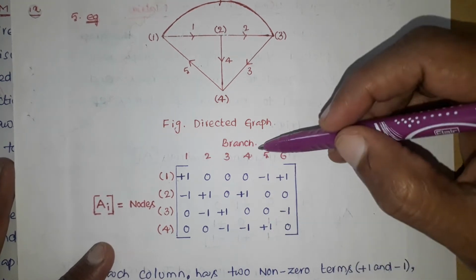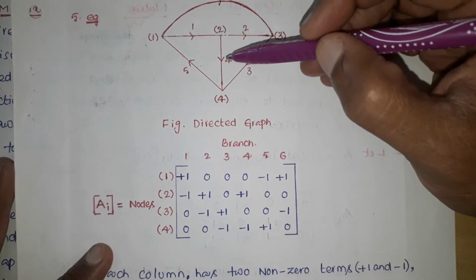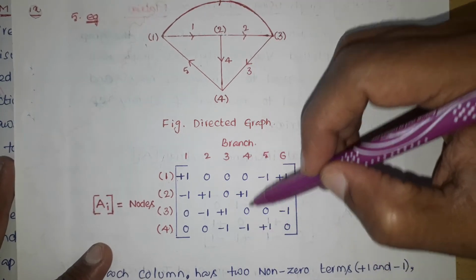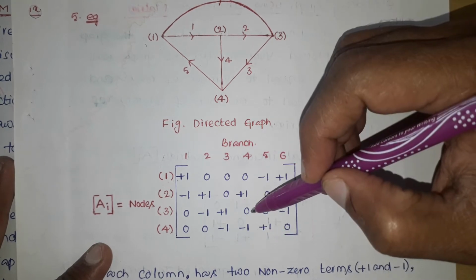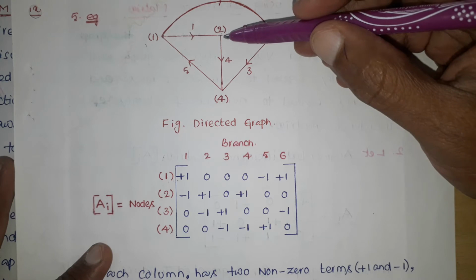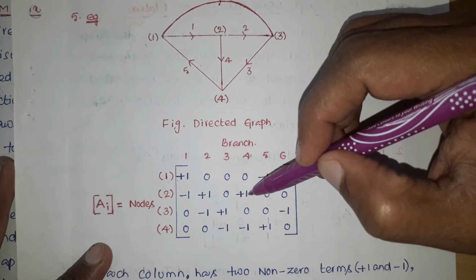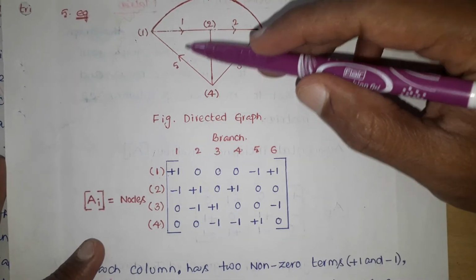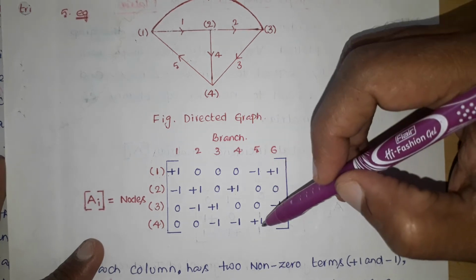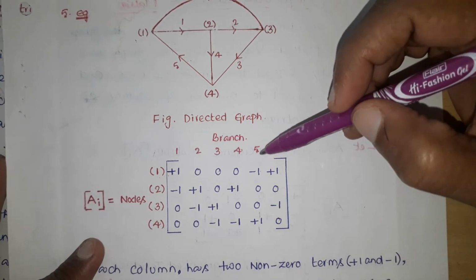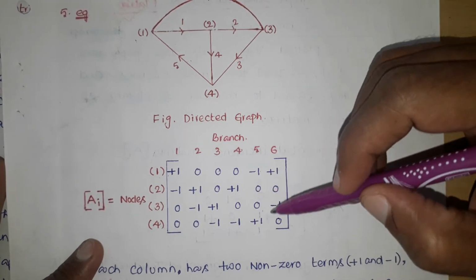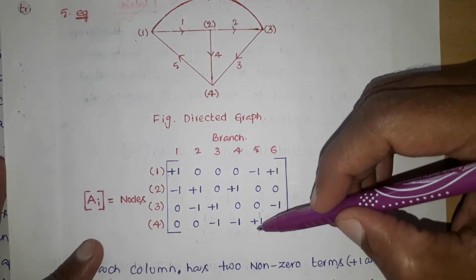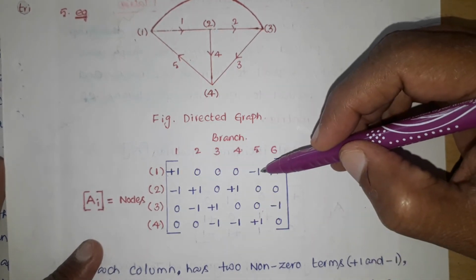Again, to fill the fourth column, the fourth branch is connected between the second node and fourth node. So 2 and 4 are non-zero elements, and 1 and 3 are 0 elements. It is leaving at the second node, coming to the fourth node, so +1 for the second node and -1 for the fourth node. The fifth branch is connected between the first node and fourth node, so they become non-zero elements, and the second and third are 0. It is leaving at the fourth node and coming to the first node, so +1 at the fourth node and -1 at the first node.